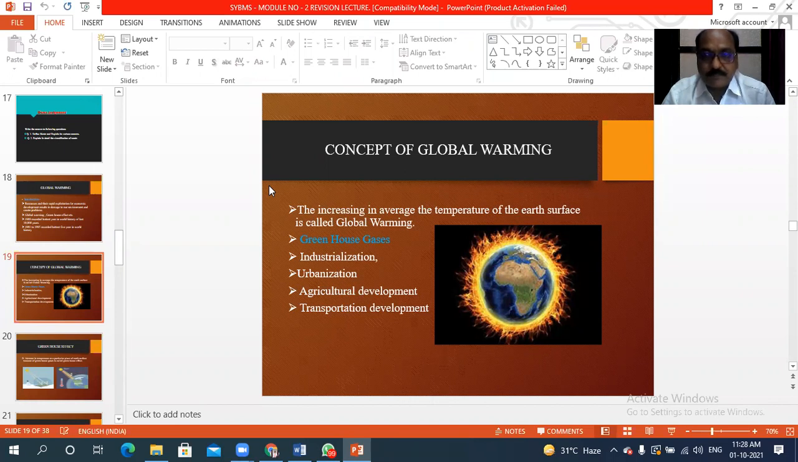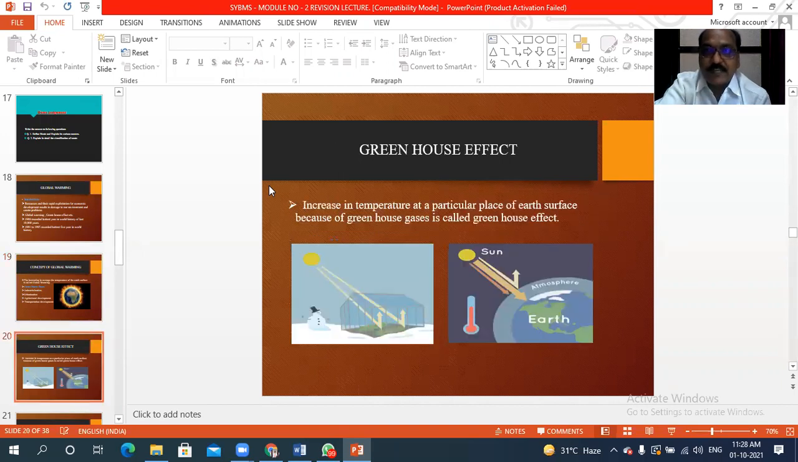surface. And why does the percentage of these gases increase in the atmosphere? Because of human activities. What kind of human activities? Industrialization, urbanization, agricultural development, transportation development. Because of these human activities, these greenhouse gases are emitted into the atmosphere, their percentage increases, and automatically temperature increases.